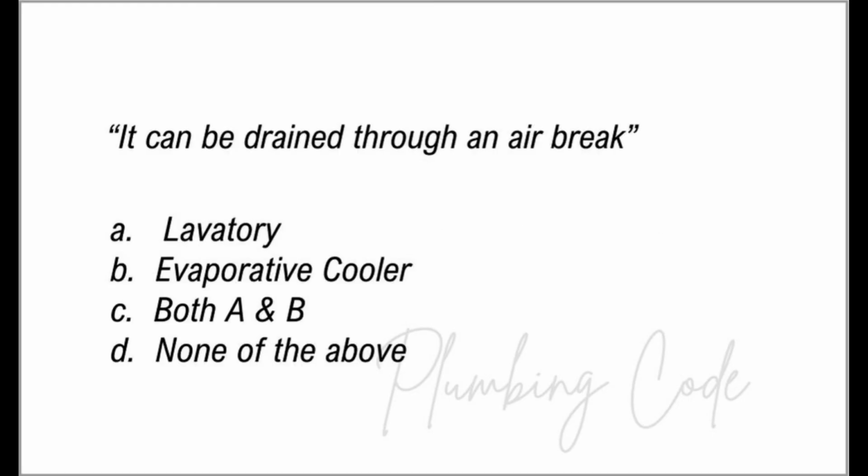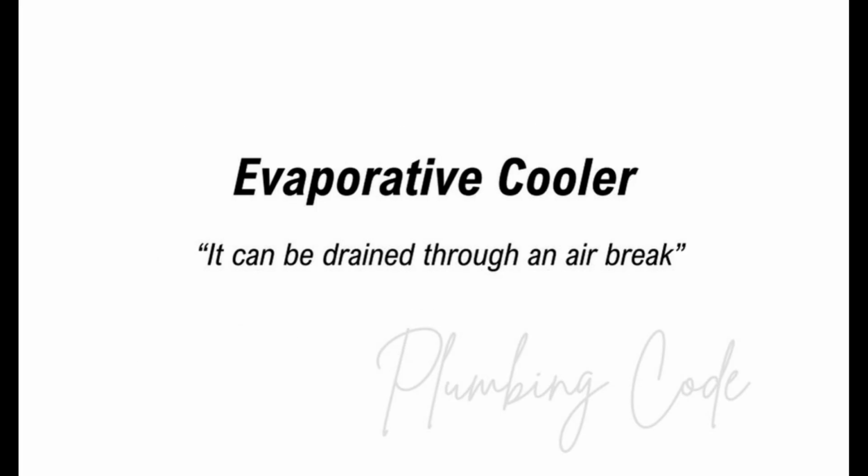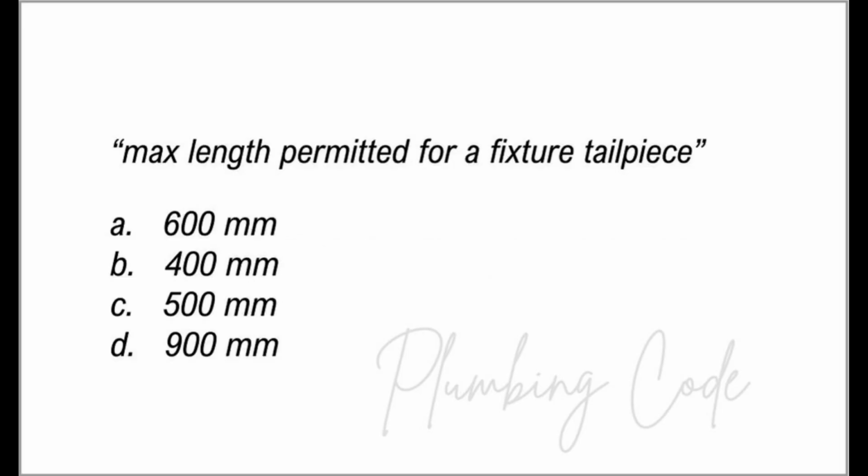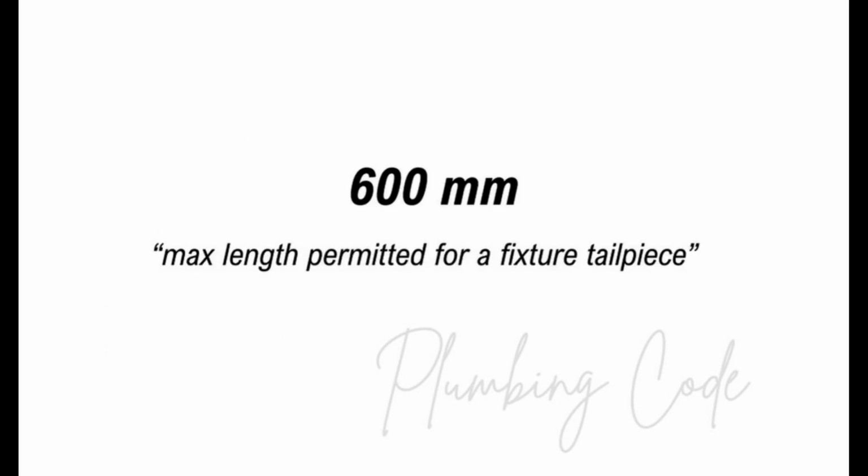It can be drained through an air break. Lavatory. Evaporative cooler. Both A and B. None of the above. The answer? Evaporative cooler. Maximum length permitted for a fixture tailpiece. 600 millimeters. 400 millimeters. 500 millimeters. 900 millimeters. The answer? 600 millimeters.